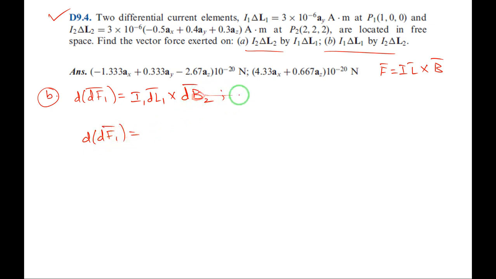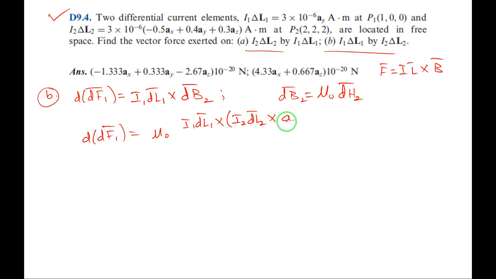Okay, we know that dB2 is equal to mu naught, I will write it by the side, into dH2. With this we can write by Biot-Savart law. So mu naught I will take outside, and I1 dl1 as it is, then the cross product with dB2, which is nothing but mu naught dH2. We know by Biot-Savart law, I2 dl2, current element 2, cross aR over 4 pi r square.